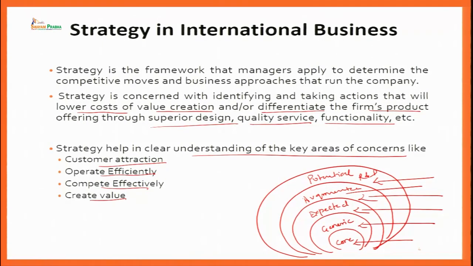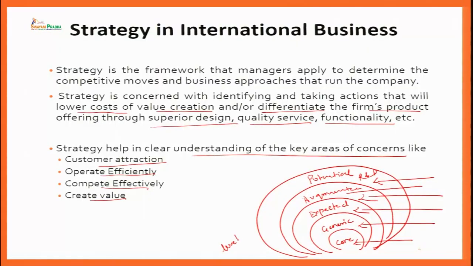So you have to figure out, as a strategist, as a person who is willing to enter into the international market, how you will be taking your product to the international market, where you are going to refine. So these are the different levels of the product. You have to find out in which particular level of the product you are going to make the correction, so that you can create the value.